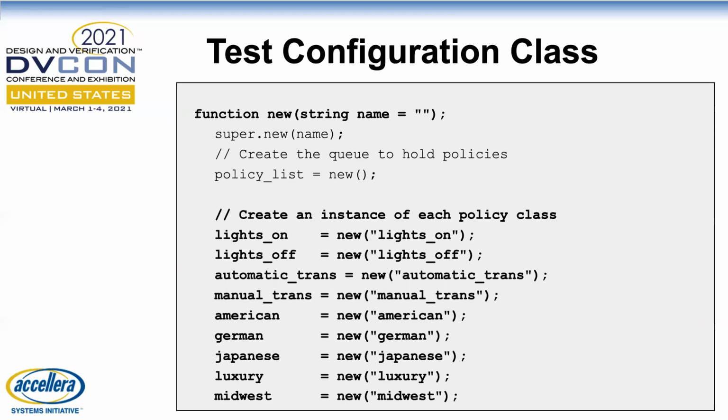Since policies are simple containers for constraints, there really is no need to extend them from UVM object, since a set type override doesn't make sense. Instead, the policies are simply created via new and given a sensible, hopefully intuitive name.